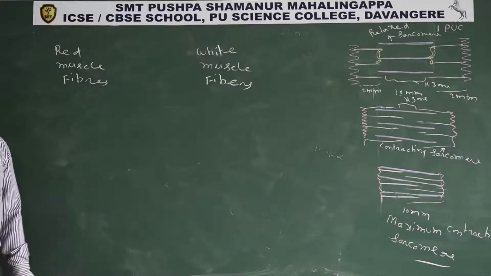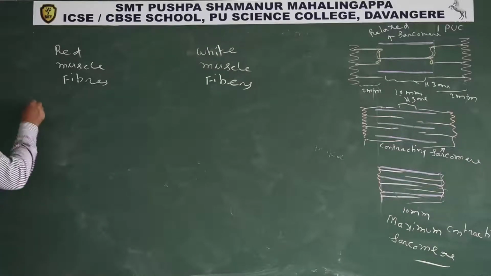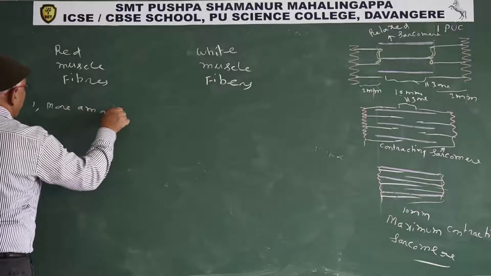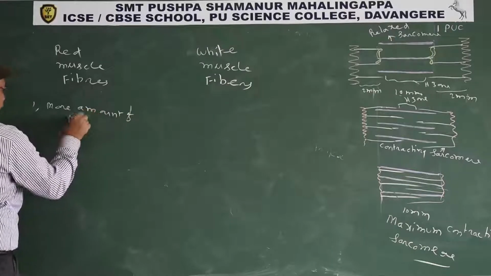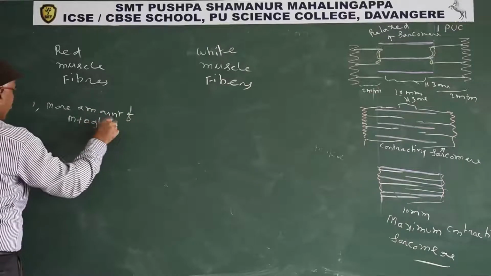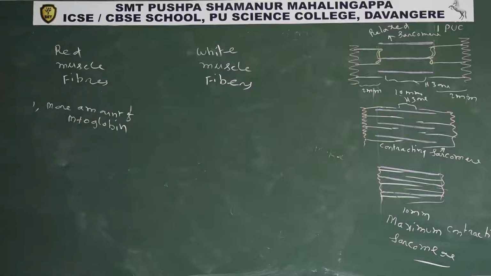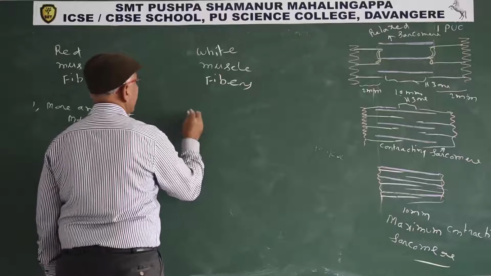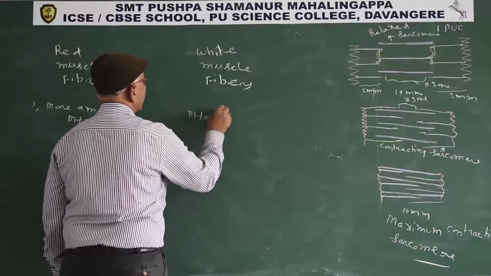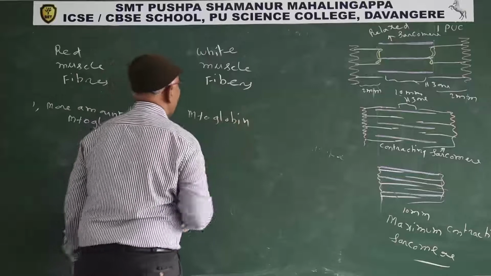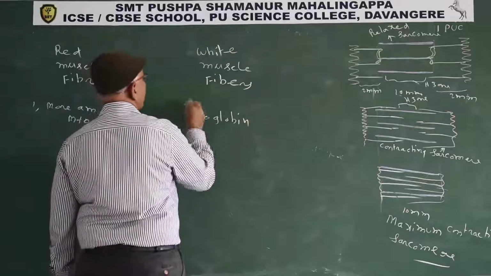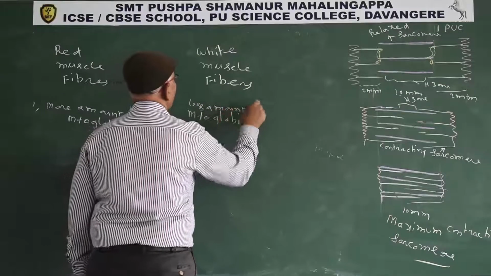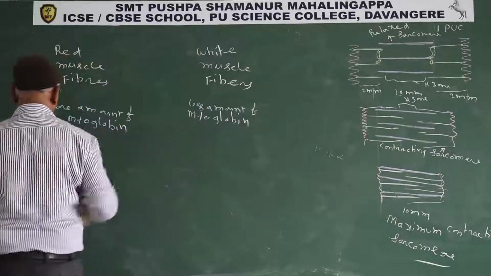Some striated muscles are red in color due to the presence of more amount of myoglobin. In white muscle fibers, myoglobin is less. So less amount of myoglobin. That's why they are pale or white in color.